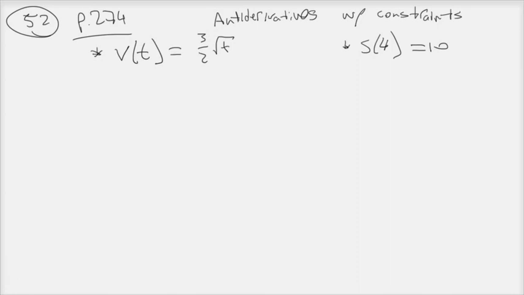So this is problem 52 on page 274 of your book, and what it asks is, given this expression for velocity, and given that when t equals 4, the displacement is 10, we need to figure out what the displacement equation for this particle is. So, first off, we can figure out the general antiderivative and get an expression for c, and then what we're going to need to do is actually solve for that c using this constraint. So, given this, we need to figure out the antiderivative, and the antiderivative is going to be displacement based on that relationship I showed earlier.